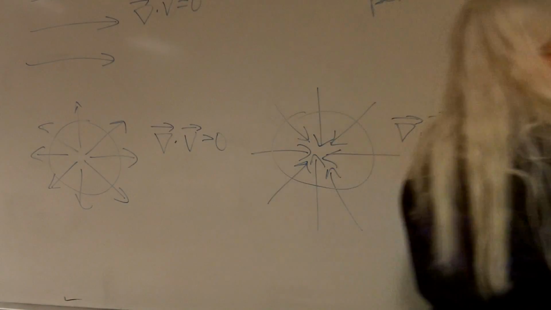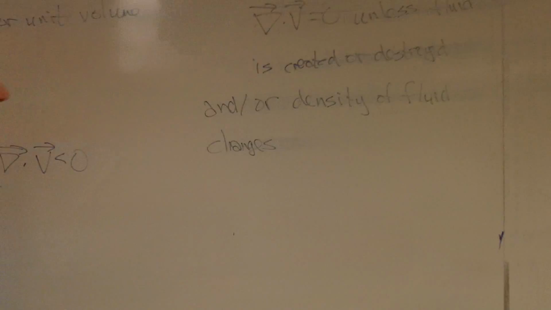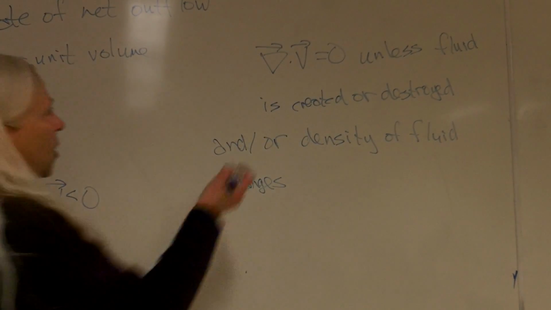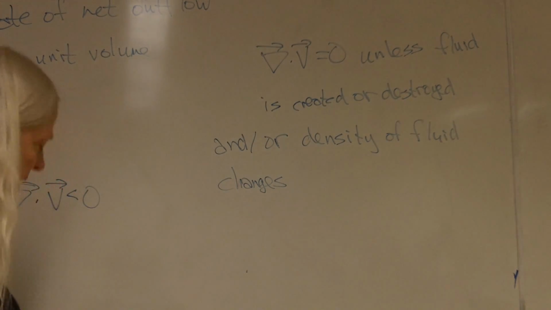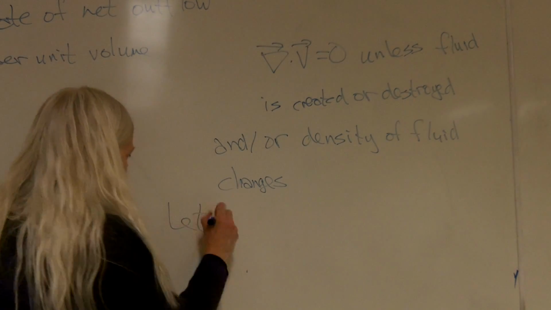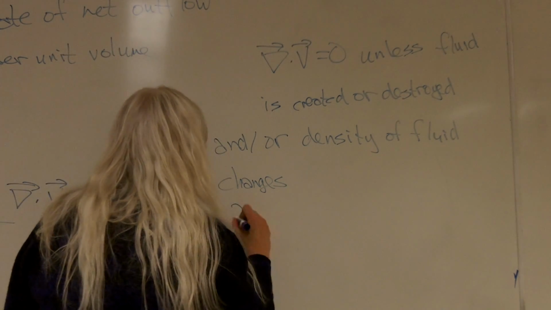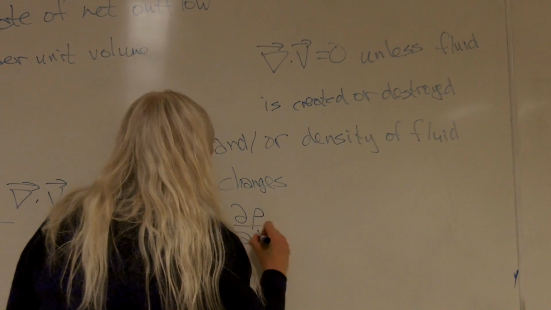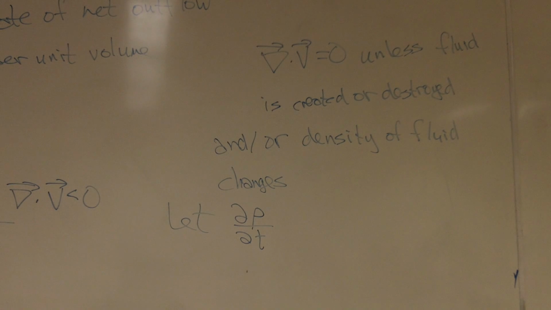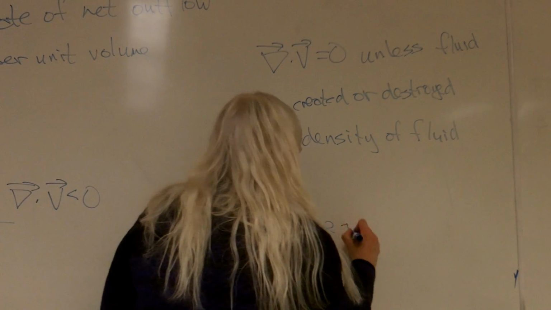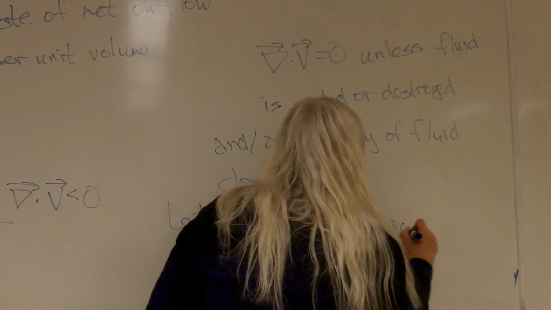So there's kind of two ways: either creation or destruction, I'm counting that as one, or changing the density of the fluid. Either of those or both together could lead to a non-zero divergence. So let's define some quantities here. The derivative of rho with respect to t, maybe I don't have to define it, it's obvious from what I've said here. Rho is the density of the fluid, so this is the rate at which the density changes with time.